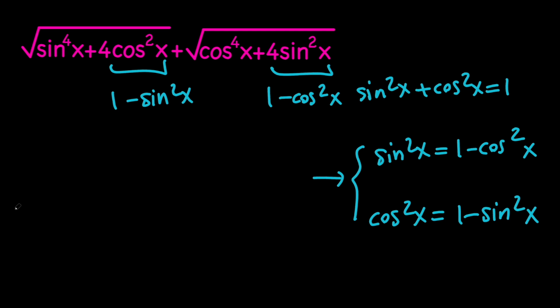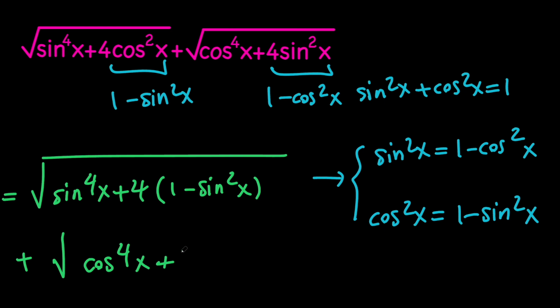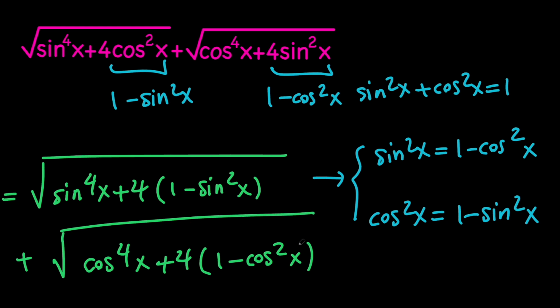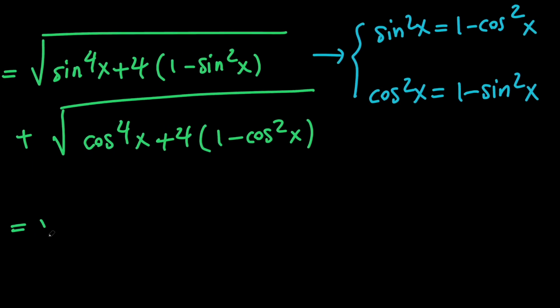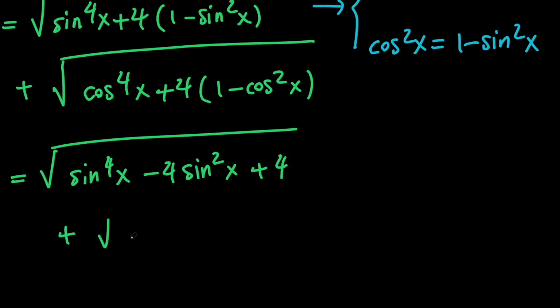And if you do that, we're going to have the square root of sine to the fourth plus 4 times the quantity 1 minus sine squared, plus the square root of cosine to the fourth plus 4 times the quantity 1 minus cosine squared. And then this is going to be simplified to the square root of sine to the fourth minus 4 times sine squared plus 4, plus the square root of cosine to the fourth minus 4 times cosine squared plus 4.